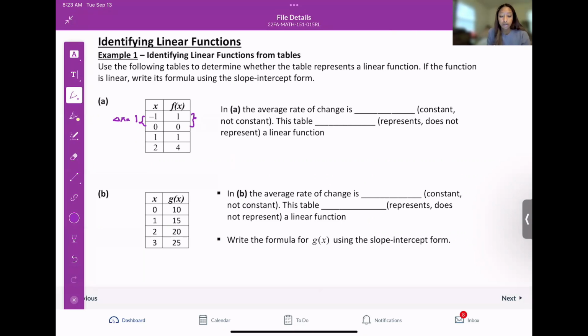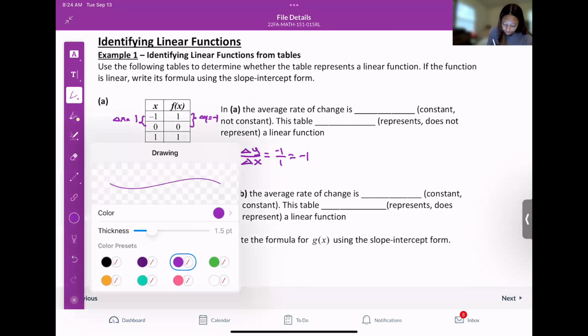So delta x for the first 2 points is 1, and then delta y for the first 2 points is, we go from 1 to 0, -1. So for the first 2 points, delta y over delta x, which is the slope, is -1 over 1, which is -1. Okay, in order for this to be linear though, if we pick any 2 points, we should get that the slope is -1.